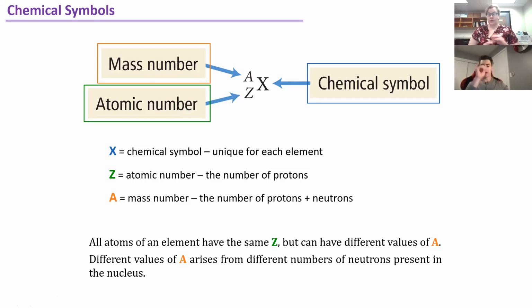Like all oxygen, right? All oxygen has the same atomic number. What's the atomic number of oxygen? Do you have a periodic table? I can look it up real quick.